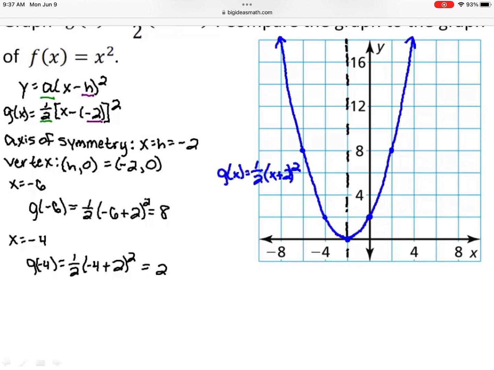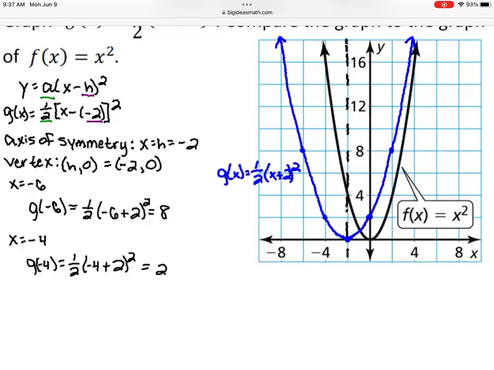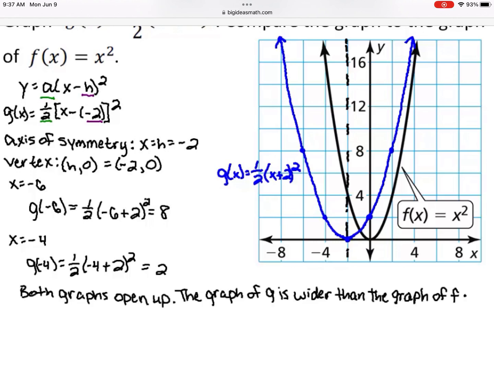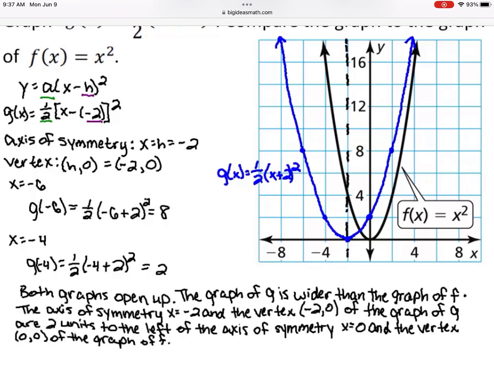Now you want to compare the graph to the graph of f of x equals x squared. Both graphs open up. The graph of g is wider than the graph of f. The axis of symmetry x equals -2 and the vertex -2, 0 of the graph of g are 2 units to the left of the axis of symmetry x equals 0 and the vertex 0, 0 of the graph of f.